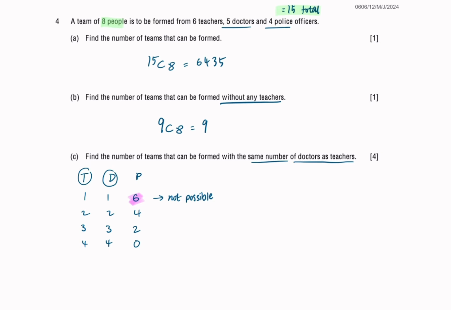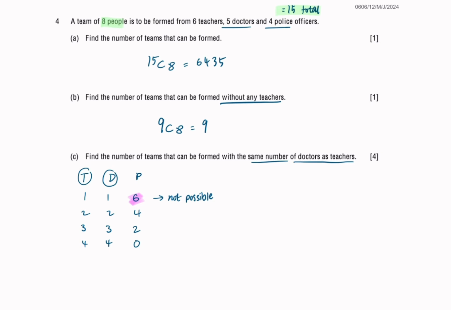Okay, part C. Find the number of teams that can be formed with the same number of doctors as teachers. Okay, so you want the same number of doctors and teachers. So I listed down all the different possibilities for the combinations. So you can have 1 teacher and 1 doctor, and it will give you 6 police officers. But if you look at the question, there's only 4 police officers, so this wouldn't be possible. So the next line, you can have 2 teachers and 2 doctors. It will give you 4 police officers, and in total you can have 8, and yeah, it's possible.